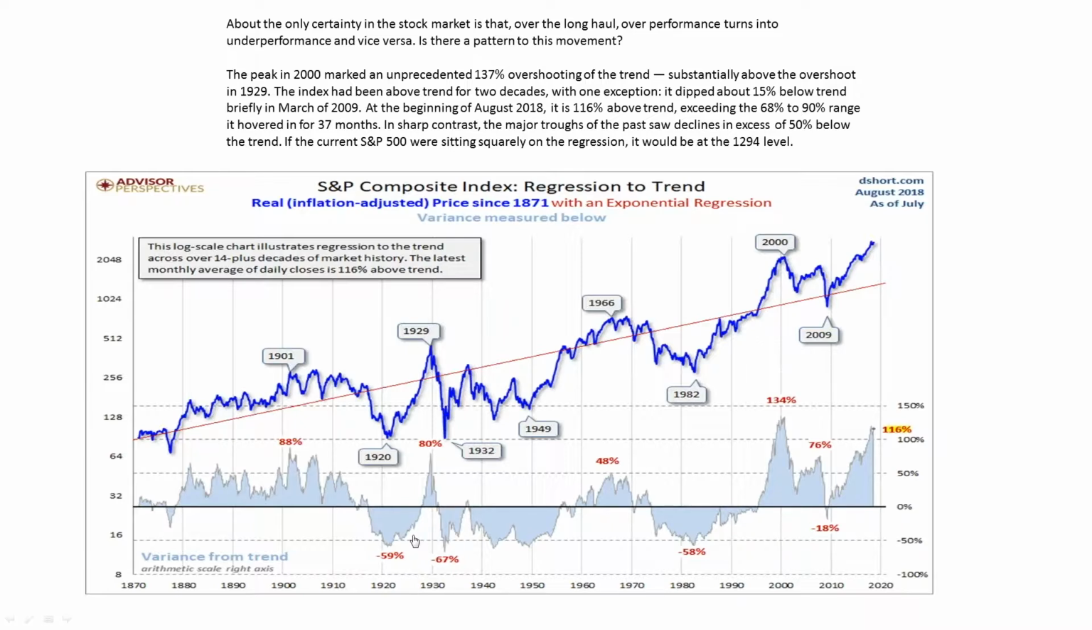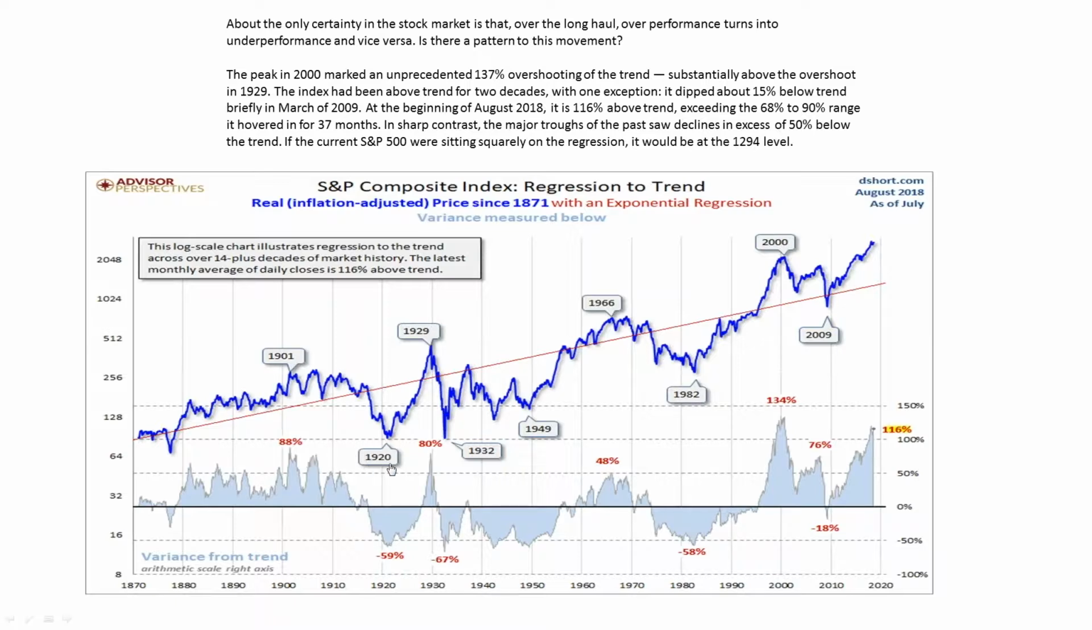Not getting too technical on you, but for the engineers and mathematicians out there, you'll notice that when we approach about 1 standard deviation above the trend line, it always corrects about 1 standard deviation below the trend line, approximately. So what I want you to look at here is we went above the trend line about 88%. You'll see it here in 1929, about 80%. On average, when we go above the trend line roughly 50%, it will always correct about 50% below the trend line.